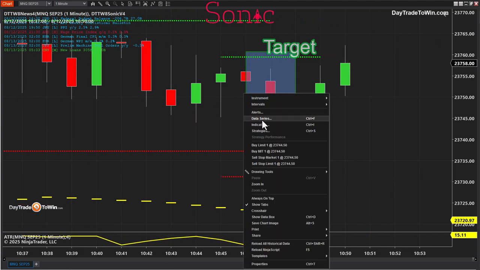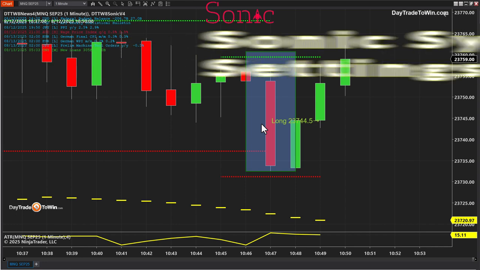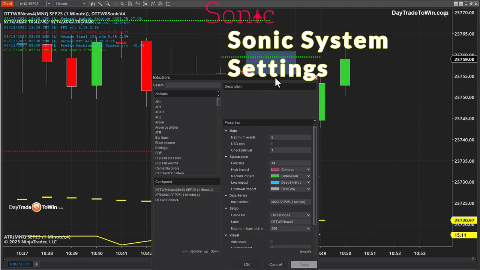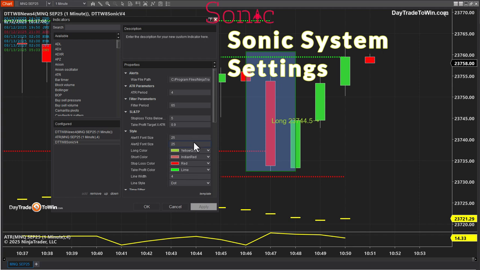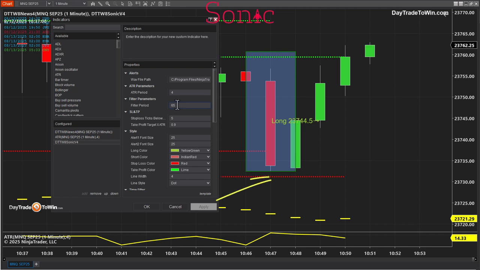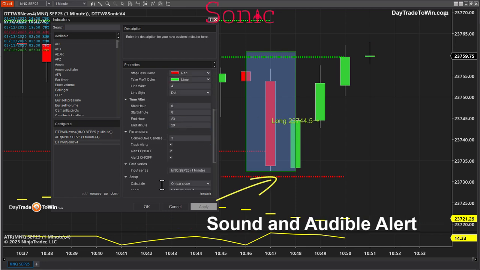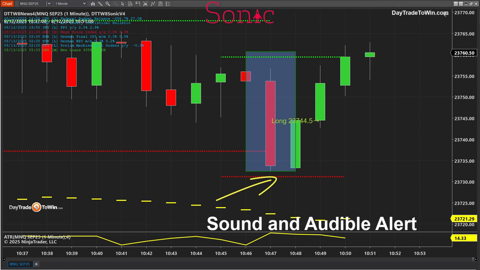My settings on this, for those of you who want to see, for transparency, the settings I have on the Sonic are going to be take profit at about 1 times the ATR, just under 0.9. The stop loss is 5 ticks below the actual signal that was generated. So wait for the next signal here.